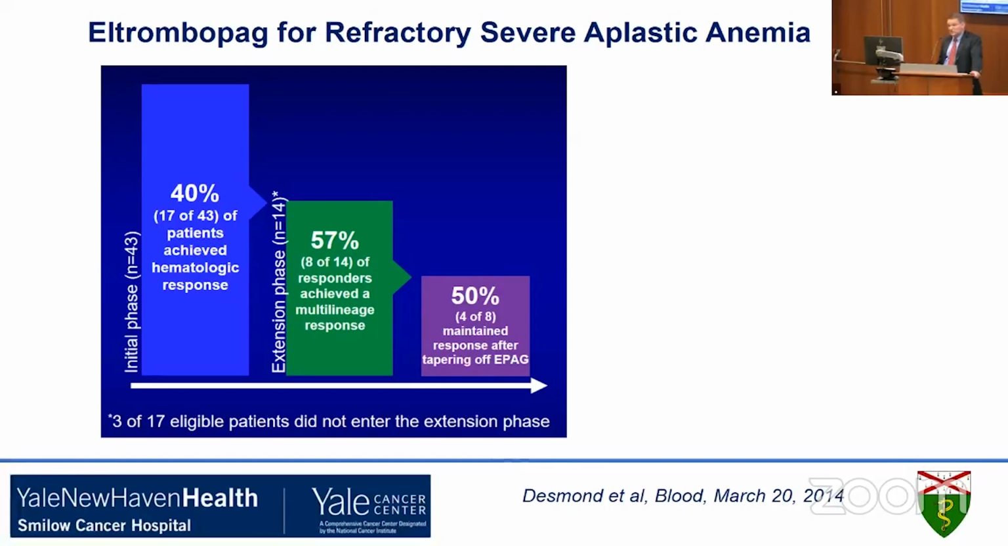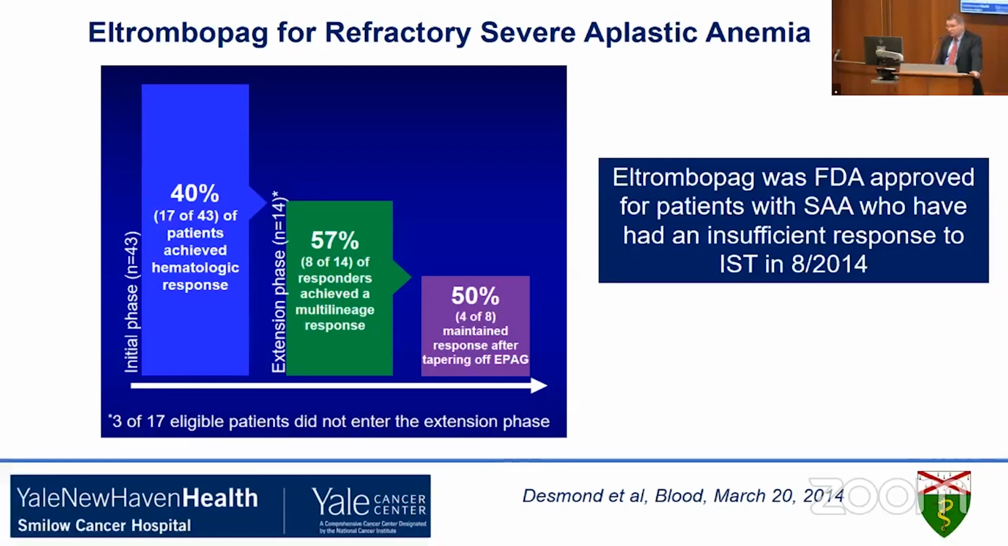And 40% of those patients responded after 12 weeks of treatment. About half of those patients had multilineage responses, not just platelet improvement, but improvement of anemia and improvement of leukopenia. And interestingly enough, in about half of the patients, the response continued after eltrombopag discontinuation. So that small phase 2 trial led to the approval of eltrombopag in the second-line treatment of patients with severe aplastic anemia who had insufficient response to immunosuppressive therapy.